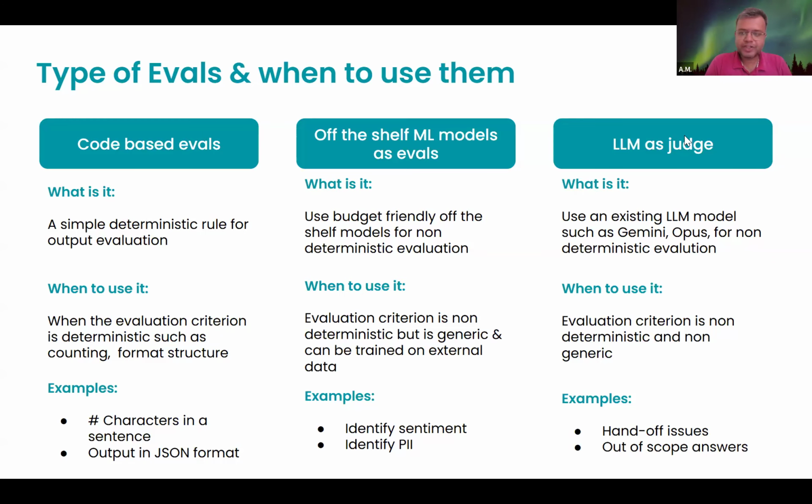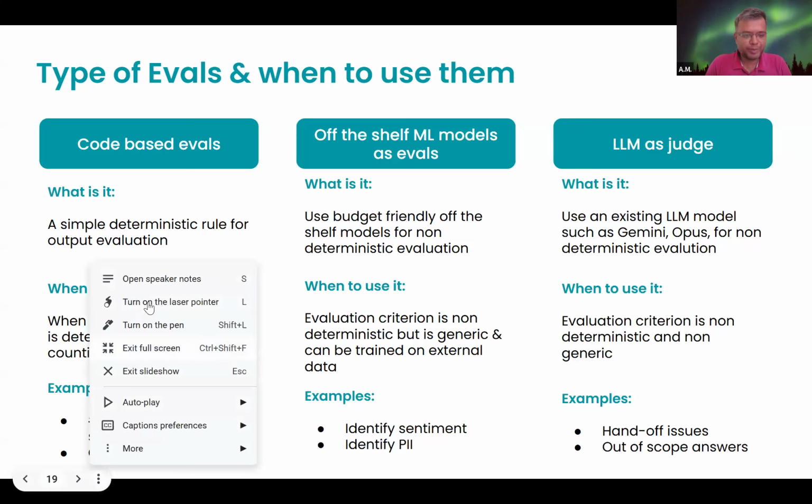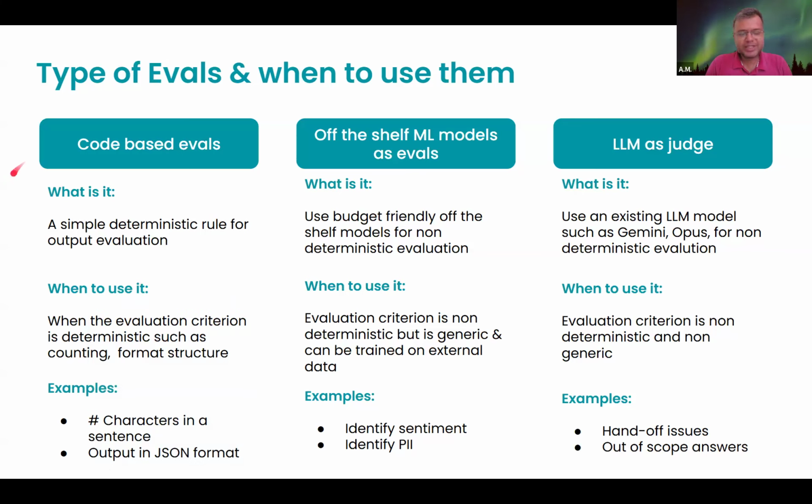Okay. So the first topic that we want to highlight is something called a code-based eval, right? Now, what code-based evals are is, let's say, a simple deterministic rule for output evaluation. And when do you use it? When your evaluation criteria itself is very deterministic in nature. Right? So let's say you are creating an AI system, let's say a recommendation system, and the output comes in a certain way, right? And because you want that output to be consumed by one of your downstream systems, you want the output to be in a very specific format.